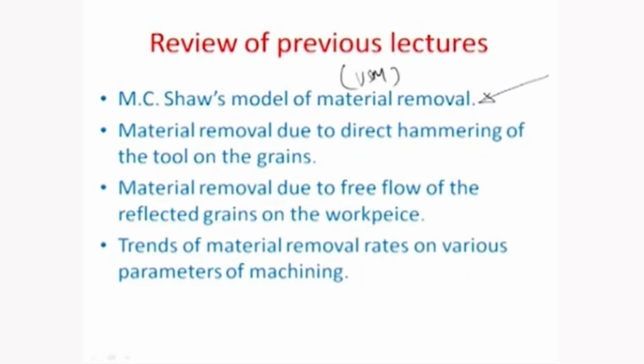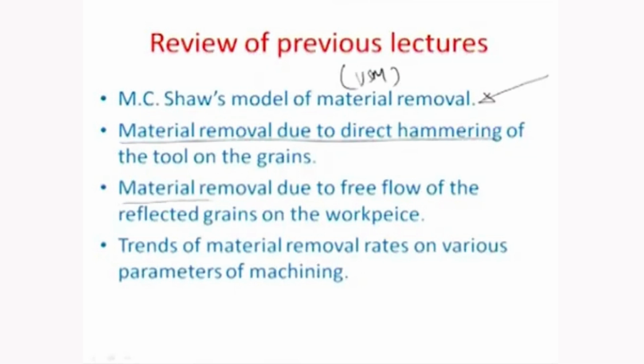We also saw that there are two ways of removal of the material. One is because of the direct hammering action of the tool on the grains, and the second is because of a reflected grain which comes off the surface of the tool, impinges onto the workpiece and removes some material by flowing the material off. These are the two principal ways of material removal in USM.